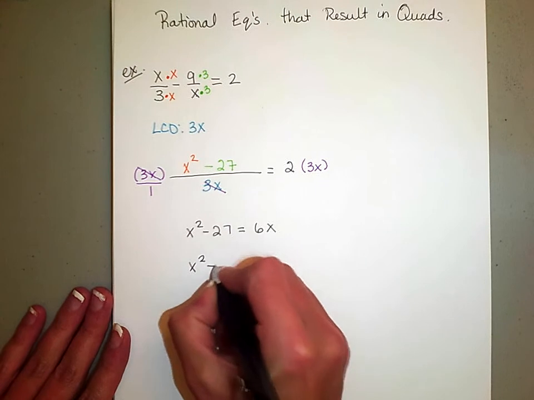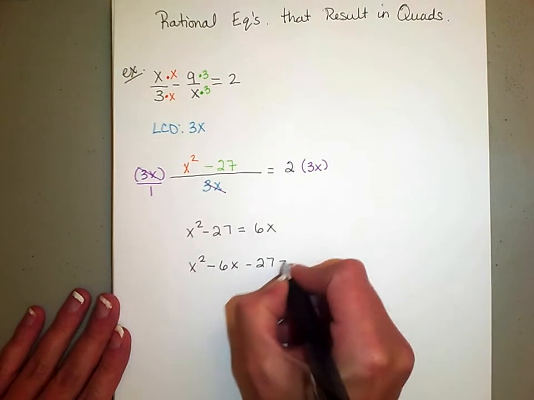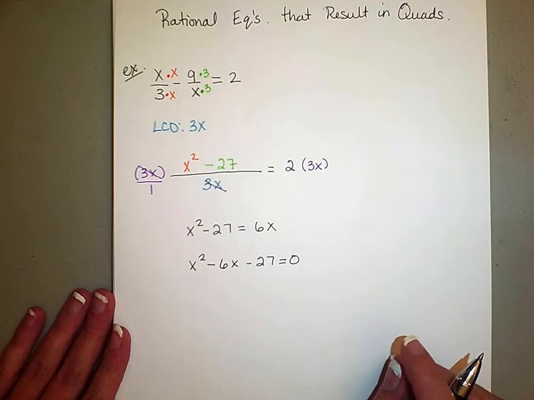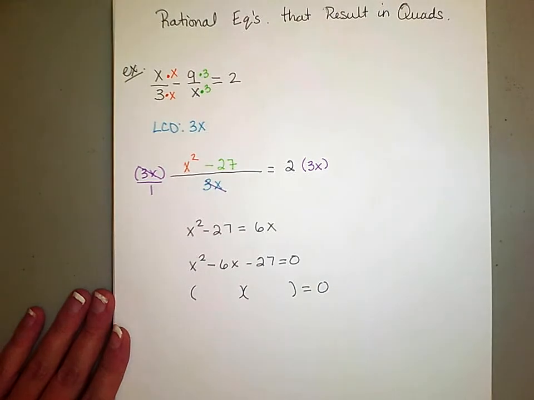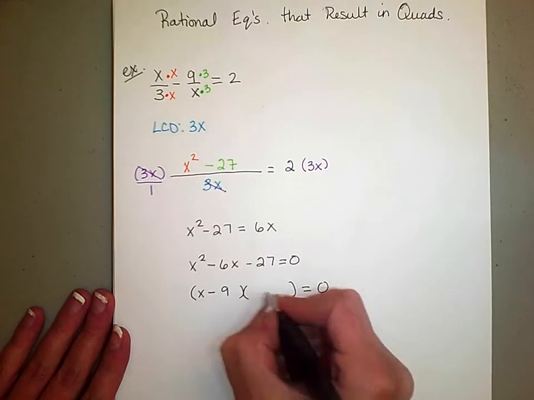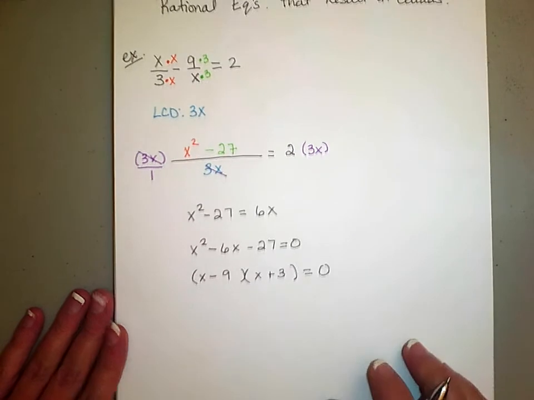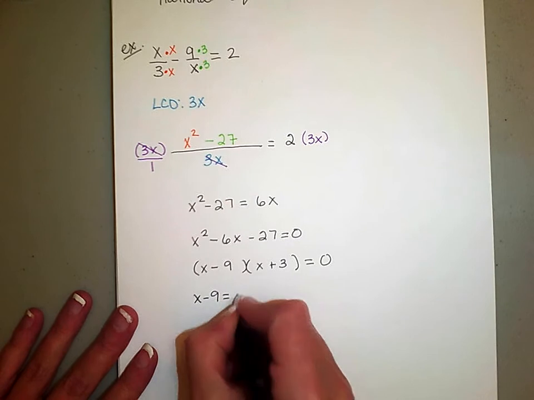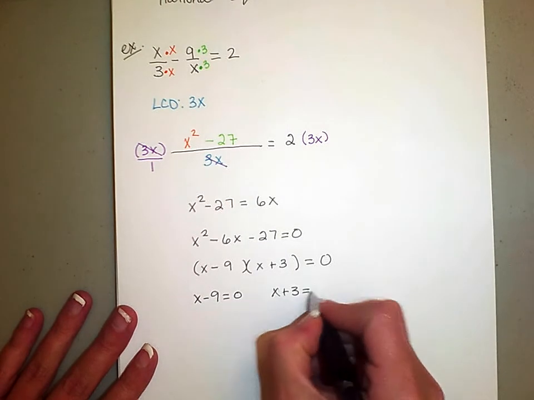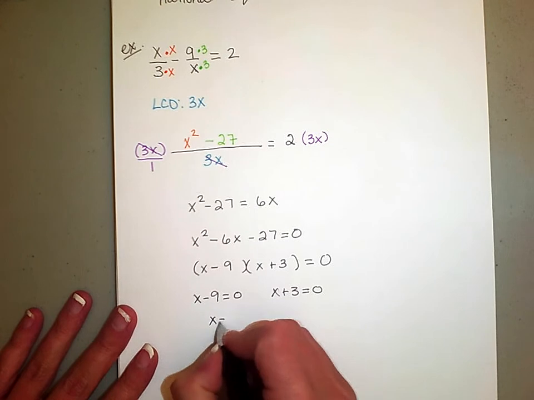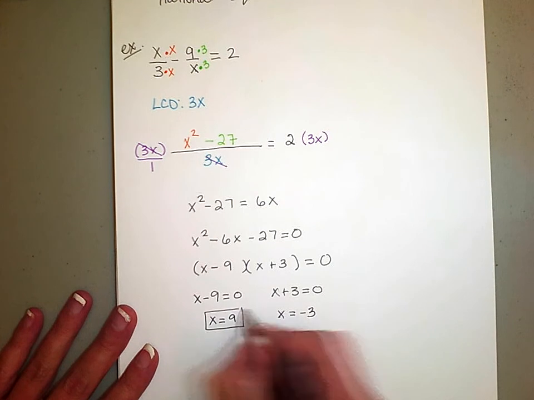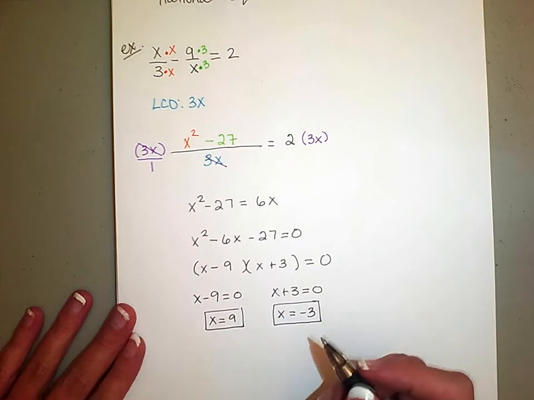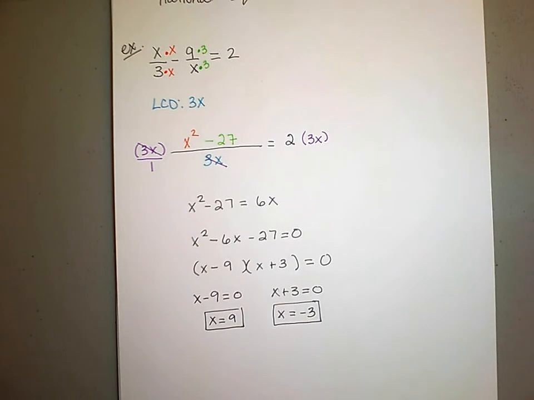So x squared minus 6x minus 27 equals 0. And this will factor into x minus 9, x plus 3. So it's either that x minus 9 equals 0 or x plus 3 equals 0. So that x is equal to 9 or x is equal to negative 3. Again, we have two solutions, but we do have to check back.